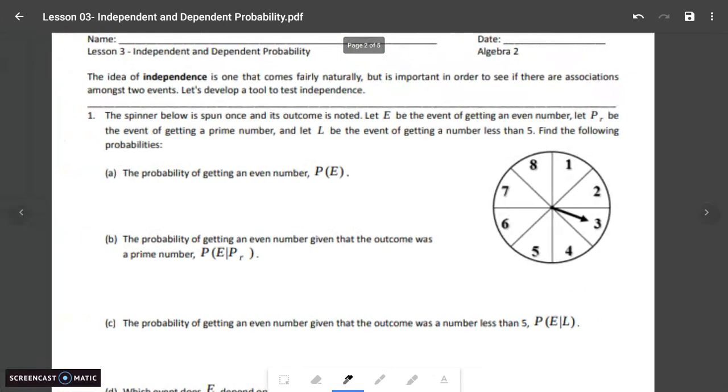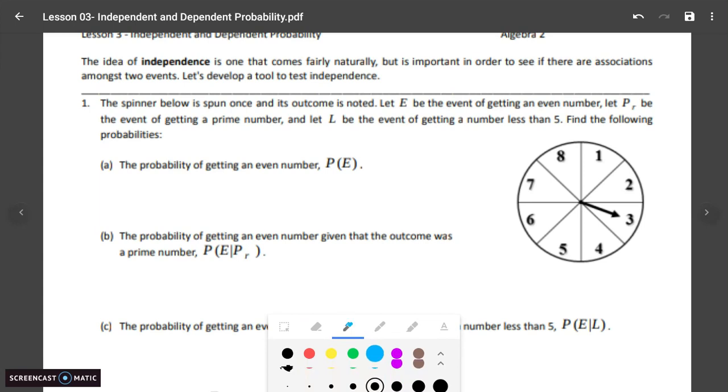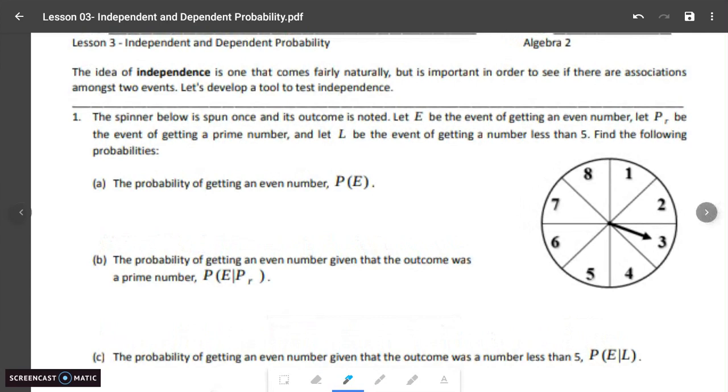So let's get a little bit more formal of a definition here of independence. So we have a spinner to the right here. We're going to spin it once and we want to take the outcome. Now let E be the event of getting an even number, let P or R be the event of getting a prime number, and let L be the event of getting a number less than 5. Find the following probabilities. So first we're just going to get the probability of E, of getting an even number. So it's 2, 4, 6, and 8. So it's 4 out of the total possibilities of 8 because I could have spun anything on there.